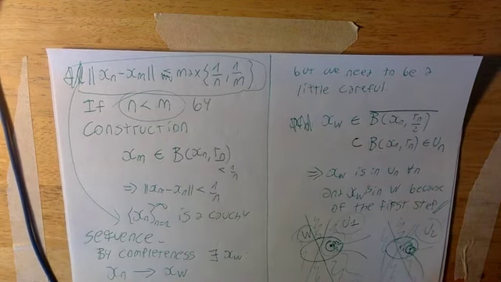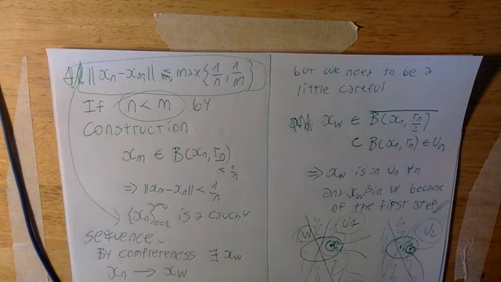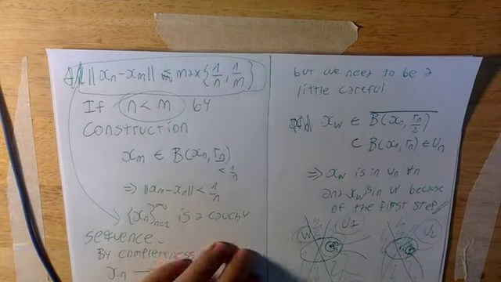Anyways, this is the proof of the Baire category theorem, and this takes us to the proof of the open mapping theorem.